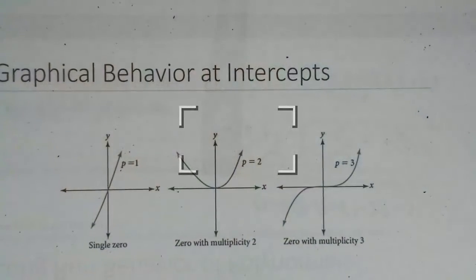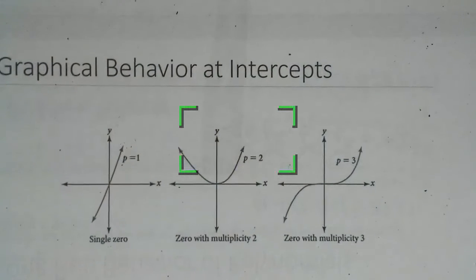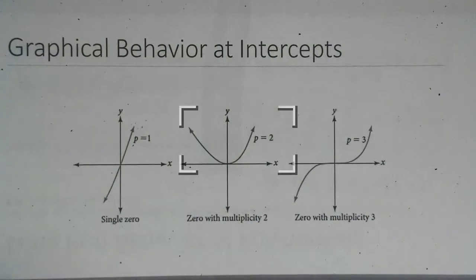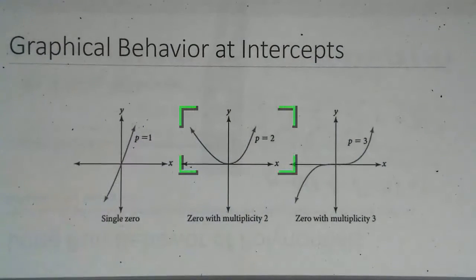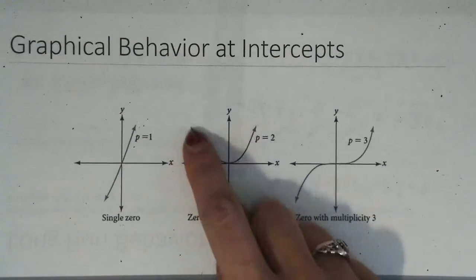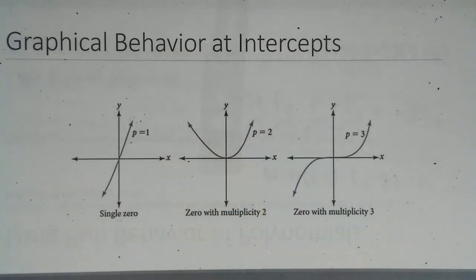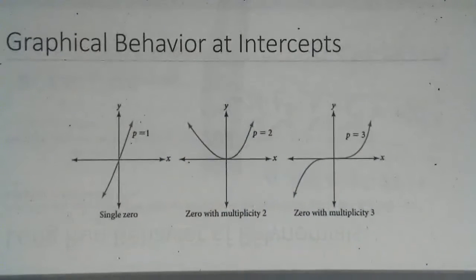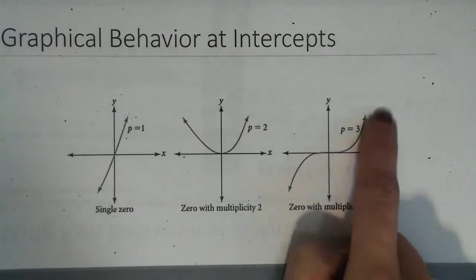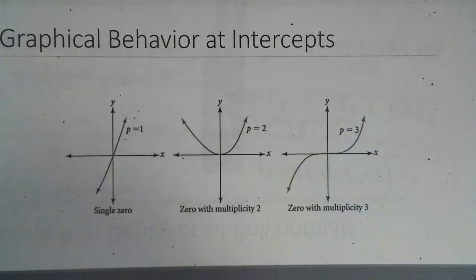So if we have a single 0, meaning our power on that term is 1, we're going to go straight through. If we have a multiplicity of 2, so if the power on that term is 2, we're going to get this bounce back behavior. If we have a 0 with multiplicity 3, so if the power on that term is 3, we're going to get this leveling off behavior and then continuing on.